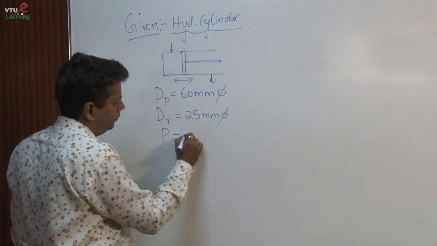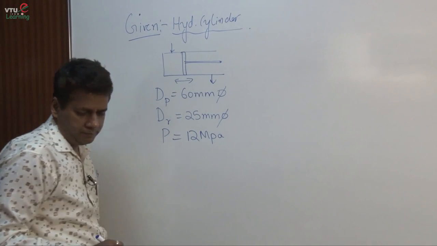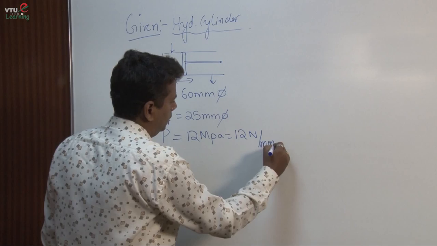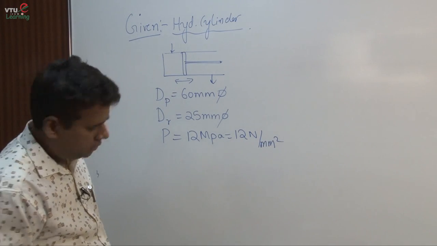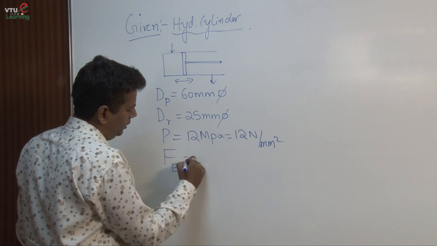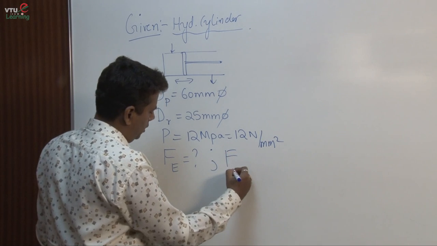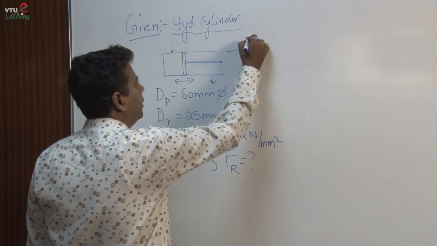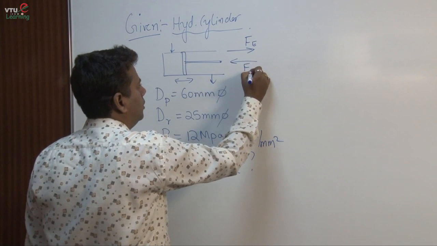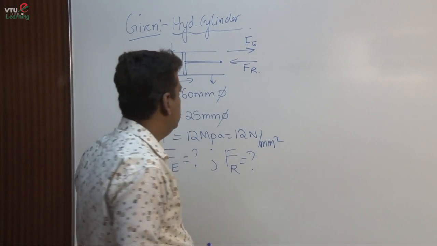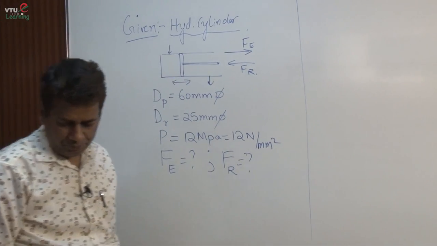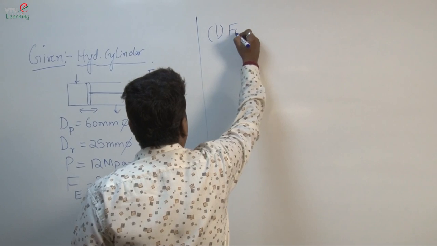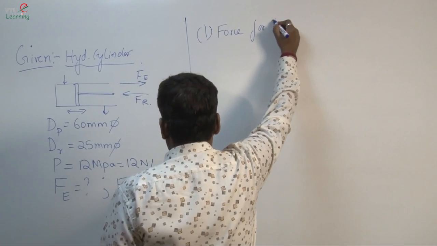Pressure is 12 megapascals. So, 1 megapascal is equal to 1 newton per millimeter square. We have to find out the force for extension as well as the force for retraction. So, this is the force for extension, and this is the force for retraction, right? So, let us apply the formula. First case, force for extension.